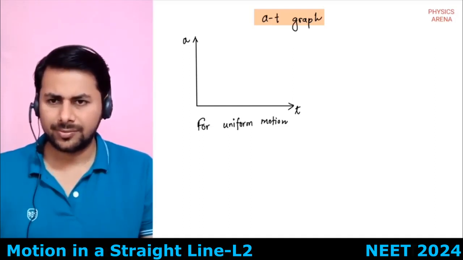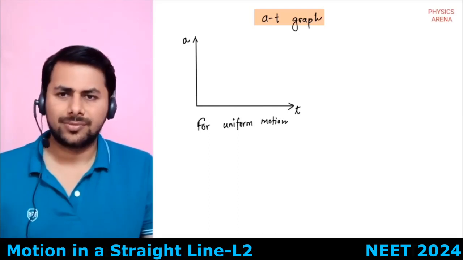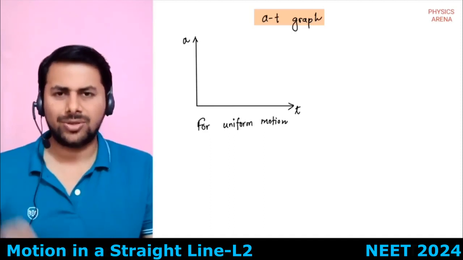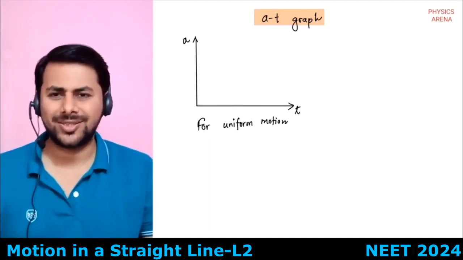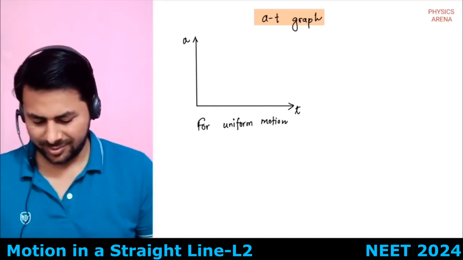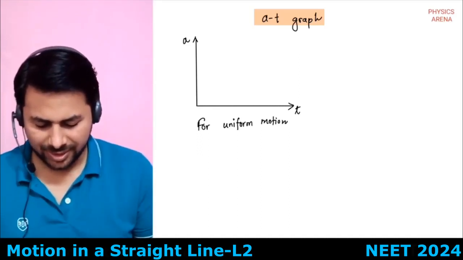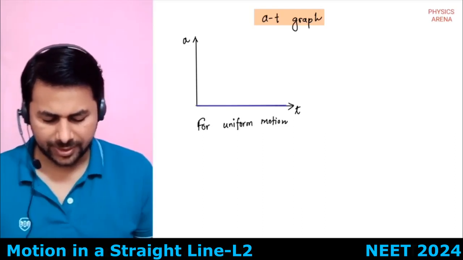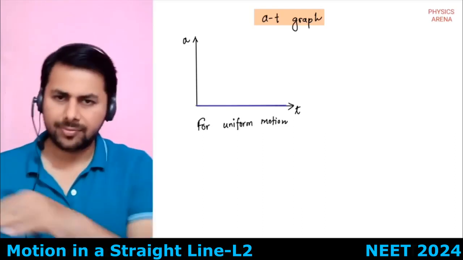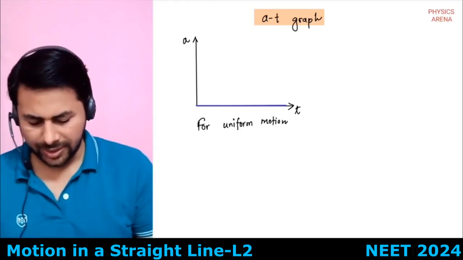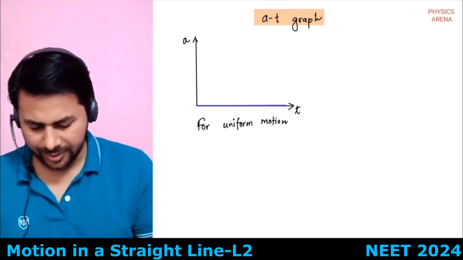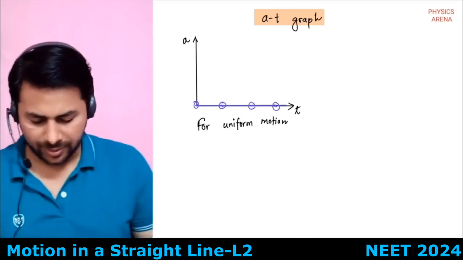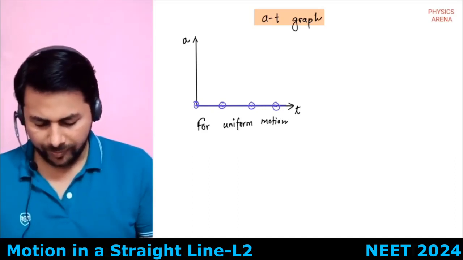It will be a line, right? So if motion is uniform, how much is acceleration? 0, sir. Acceleration is 0, right? So the graph will look like this, just parallel to the time axis, because at any time the acceleration is 0 only, 0 0 0 0 0 at any time. Okay, so this is for uniform motion.